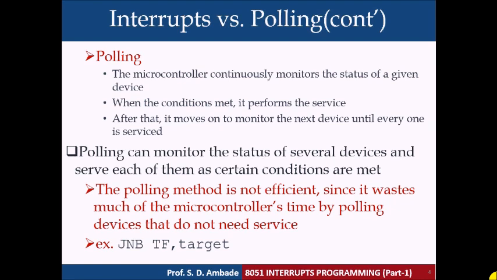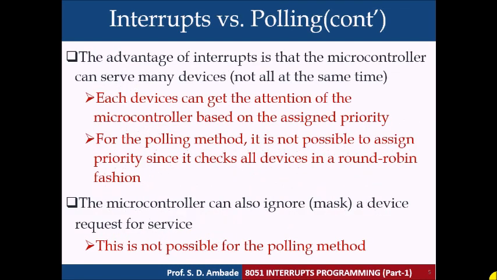The advantage of interrupt is that the microcontroller can serve many devices, not, of course, all at the same time. Each device can get the attention of the microcontroller based on the assigned priority. There are certain priorities of interrupts available in the microcontroller. Each device has a certain priority. For the polling method, it is not possible to assign priority since it checks all devices in a round-robin fashion.